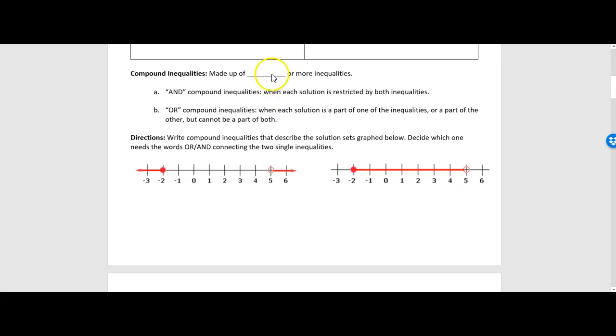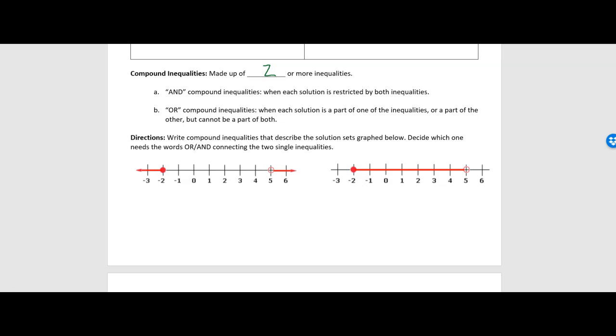So compound inequalities are made up of two or more inequalities. The and compound inequalities are where each solution is restricted by both inequalities. So you have to pay attention to both inequalities to think about what your solutions are. For the or compound inequalities, this is when each solution is part of one of the inequalities or a part of the other, but it cannot be a part of both. So let's look down here and we'll kind of discuss what exactly those words are talking about.